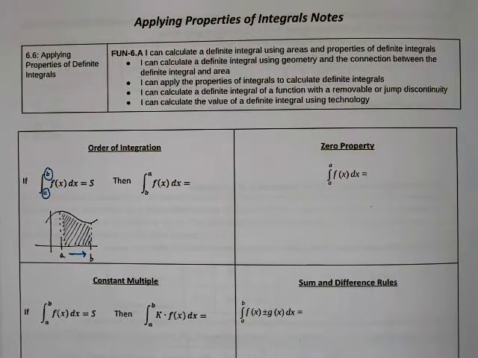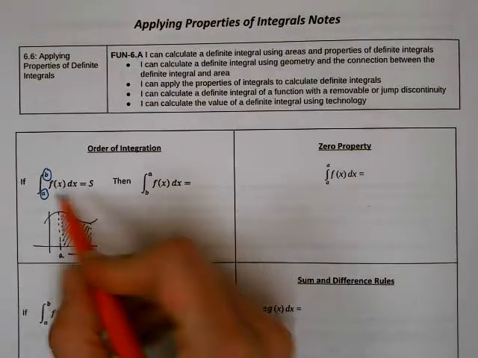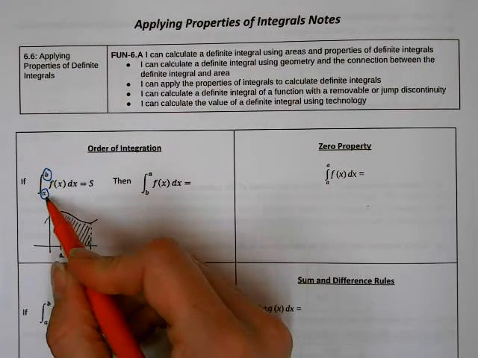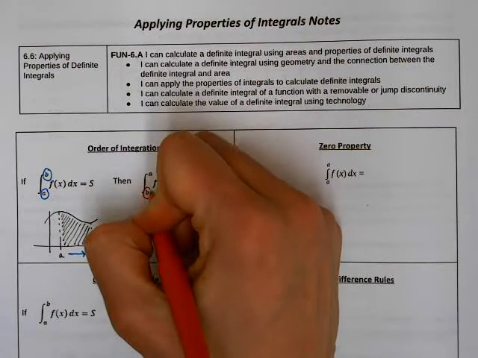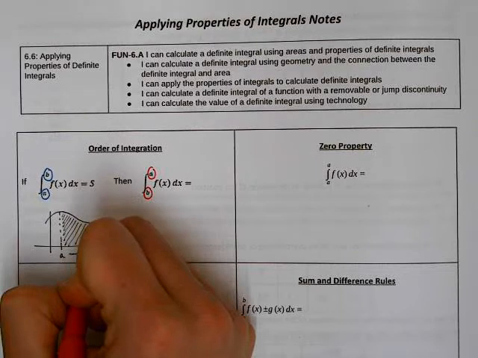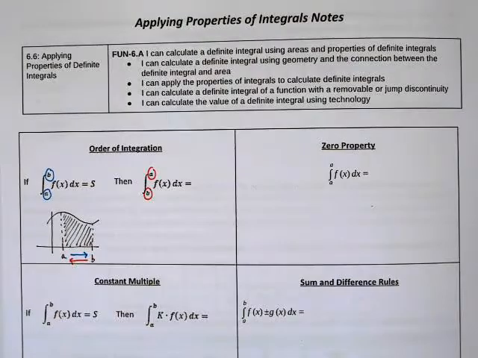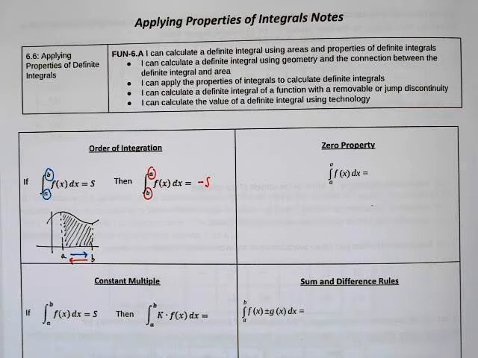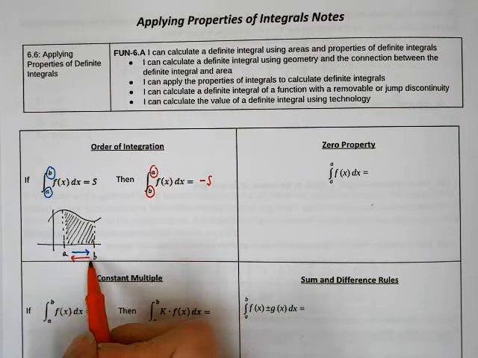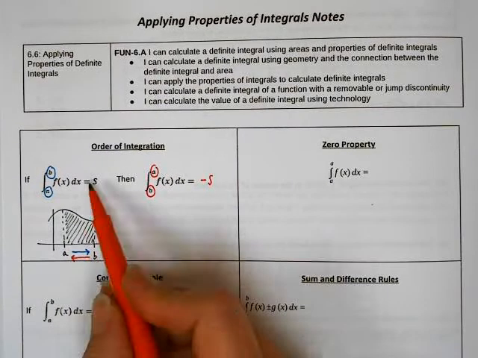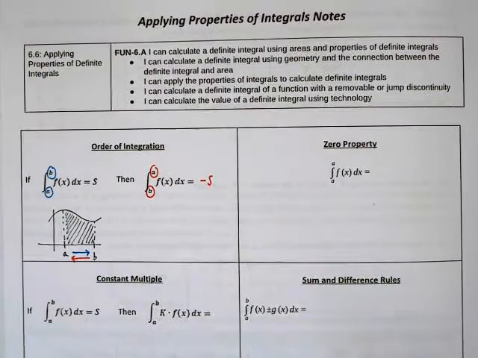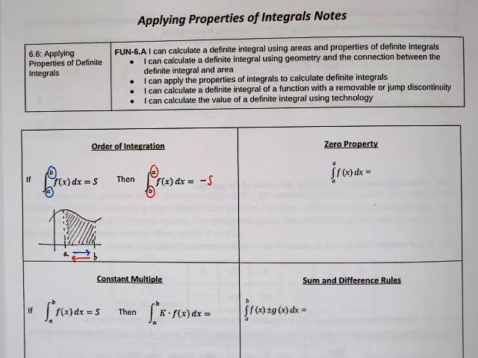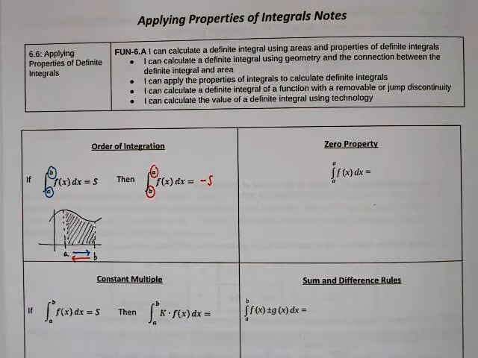Now if I switch that order of integration, so instead of from a to b, I'm now going from b to a, I'm going backwards, so this is going to change now to negative S. If I'm going backwards, that value that used to be positive, I'm going to take the opposite of it because I've switched that order of integration. So that's property number 1.